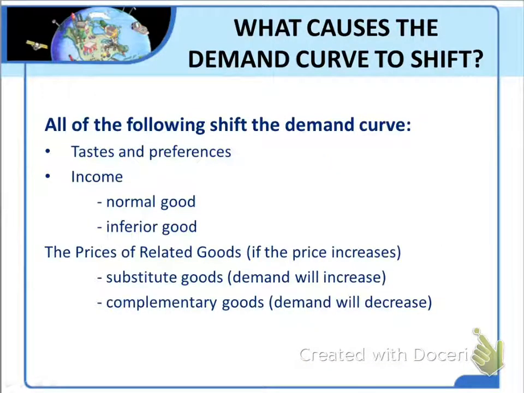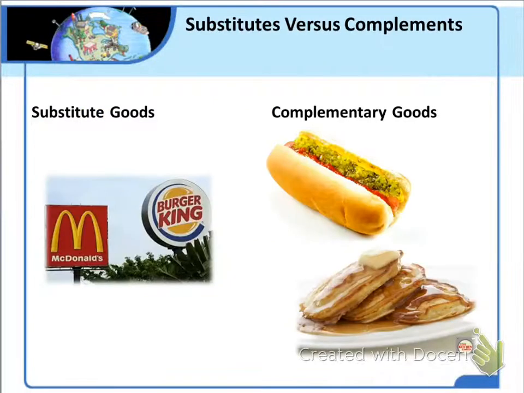Suppose the price of buns increases. Eating a hot dog on a bun will now be more expensive, so people will buy fewer hot dogs at every price for hot dogs. The demand for hot dogs decreases, and the demand curve for hot dogs shifts leftward.